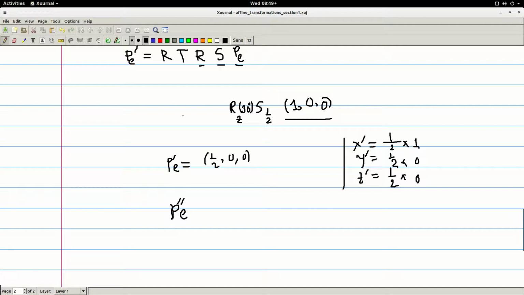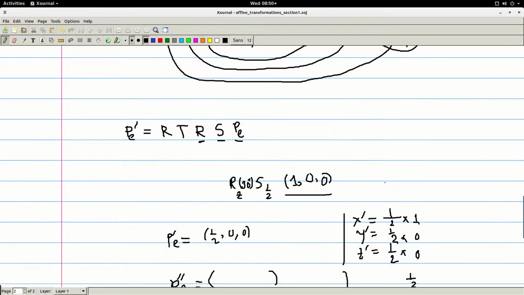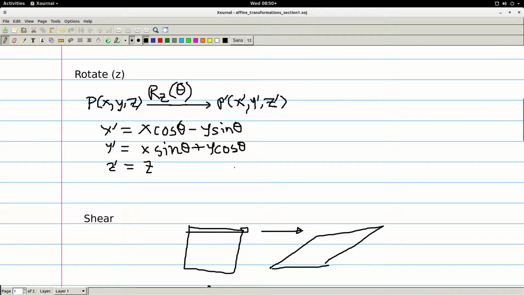PE double prime after the application of the rotation is going to be, I'm not going to calculate this, but we can imagine how we're going to calculate this. We have the original point. X is half, y is 0, and z is 0. So we have this formula, x cos theta minus y sin theta, and y prime is equal to x sin theta plus y cos theta, and z prime is just what it was.